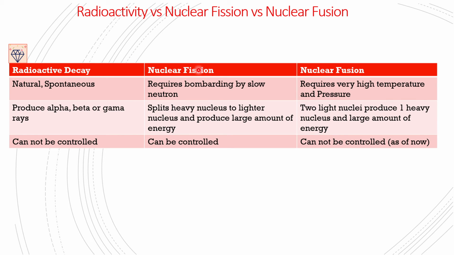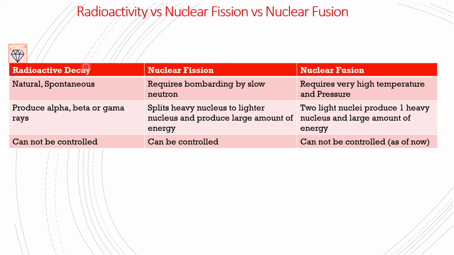Whereas fission is started by slow moving neutron. So we are triggering the fission. Same with the fusion, we are creating the environment for very high temperature and pressure. So the summary is only radioactivity is natural. These are being triggered by creating the conditions.